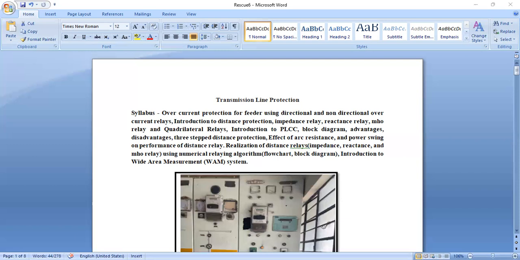So what is the meaning of the protection of the transmission line? That means we have to use distance protection, because the transmission line is nothing but hundreds of kilometers, a much bigger length. So the distance protection is a very, very important protection.